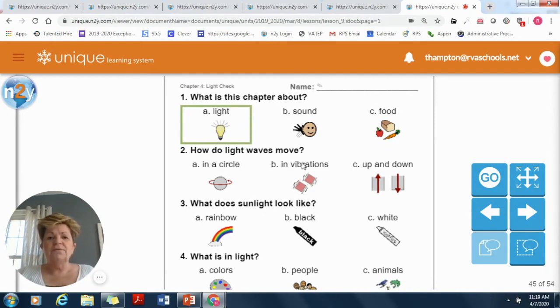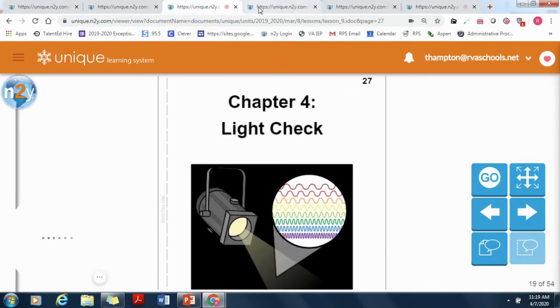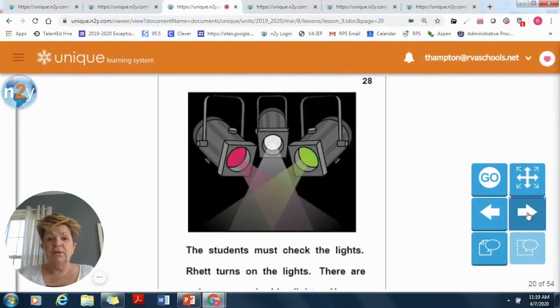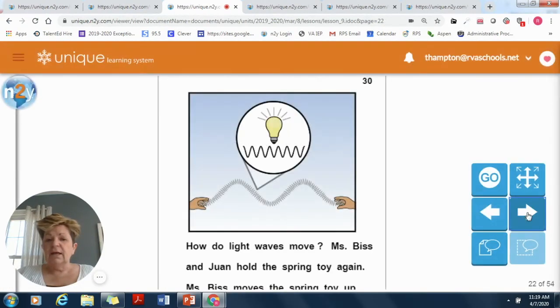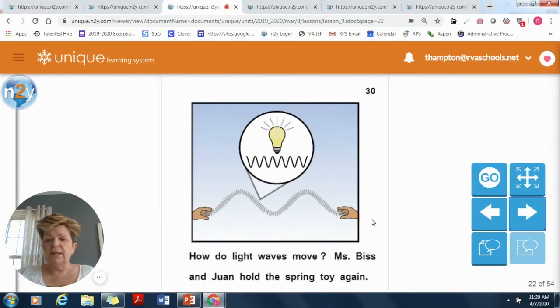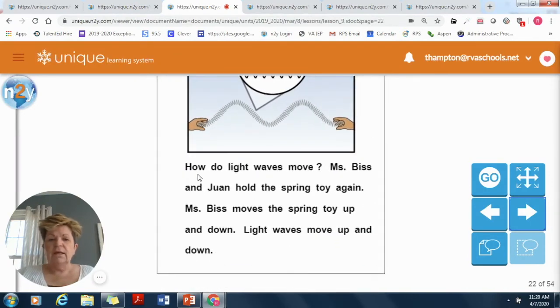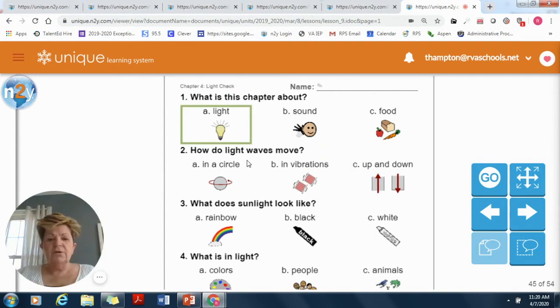How do light waves move? Well, let's go and look. Now, who can remember with the slinky? How did the light waves move? So we're on page 30, right? And how do light waves move? Miss Biss and Juan hold a spring toy again. Miss Biss moves the spring toy up and down. Light waves move up and down. Very good.